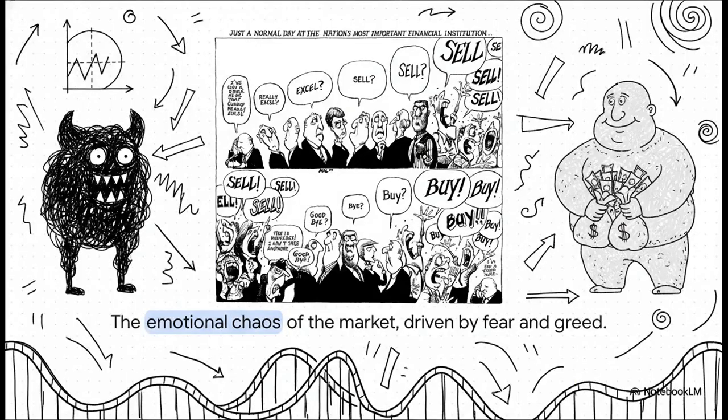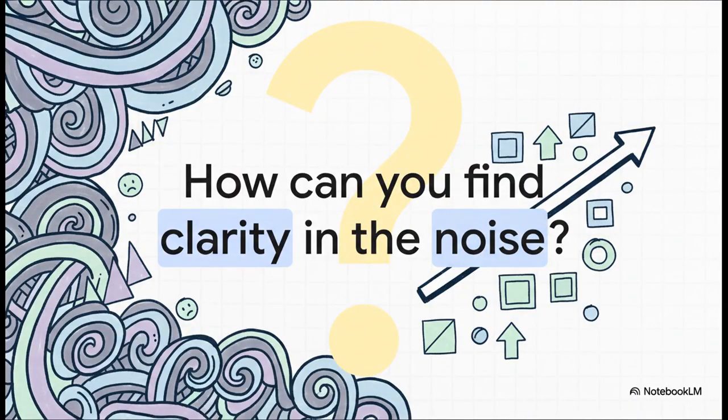You know, trading isn't just about numbers and charts. It's a huge psychological battle. The market is really driven by two powerful emotions, fear and greed. And that creates this chaotic roller coaster that can totally throw off even the best laid plans. So the big question is, with all that emotion driving the price up and down, how in the world do you find a clear, objective signal in all that chaos?